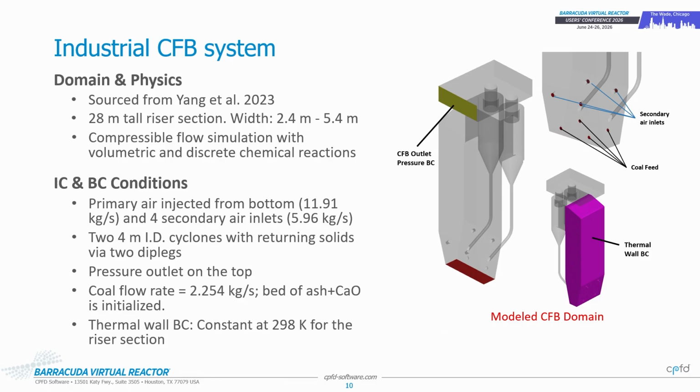So we're bringing in coal at a rate of about 2.25 kilograms per second, and that bed consists of a mixture of that ash and limestone material. And the thermal wall BC is kept at a constant surface temperature of 298 Kelvin, again with a heat transfer resistance defined there.